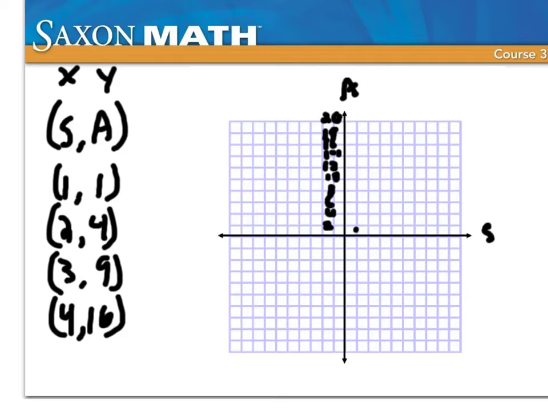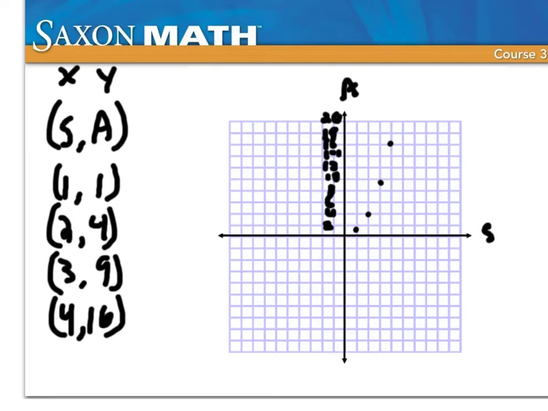Okay, and then 2, 4 is over 2 and up 4. Well, if I go up 4, that means I'm just counting up 2 lines this time because of my scale. And then 3, 9 would be in between the 8 and the 10. And then 4, 16 would be all the way up here. So if you look, a straight line's not going to connect these. It's going to need to be a curved line.